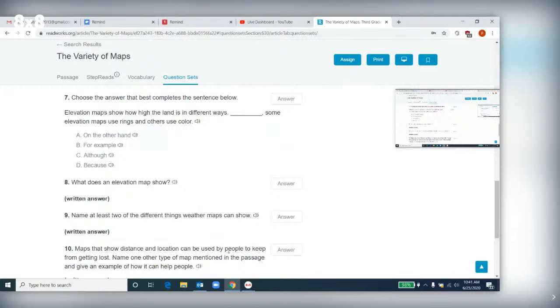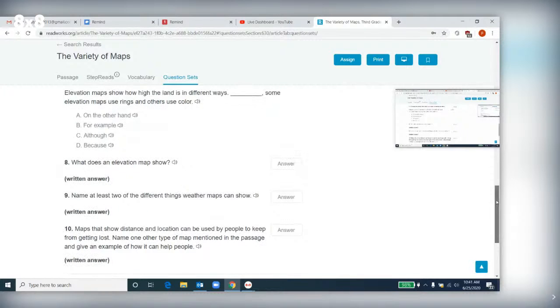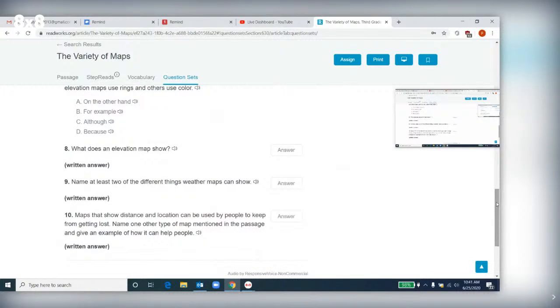Maps that show distance and location are used by people to keep from getting lost. Name one other type of map mentioned in the passage and give an example of how it can help people. Well, we just talked about a weather map. Obviously, a weather map can help you if you're planning on having a picnic, going for a hike, going golfing, or going out on the lake. That can certainly tell you if it's going to be rainy or sunny. Obviously, if you're hiking, one of those elevation maps can show how high it is or how low it is.